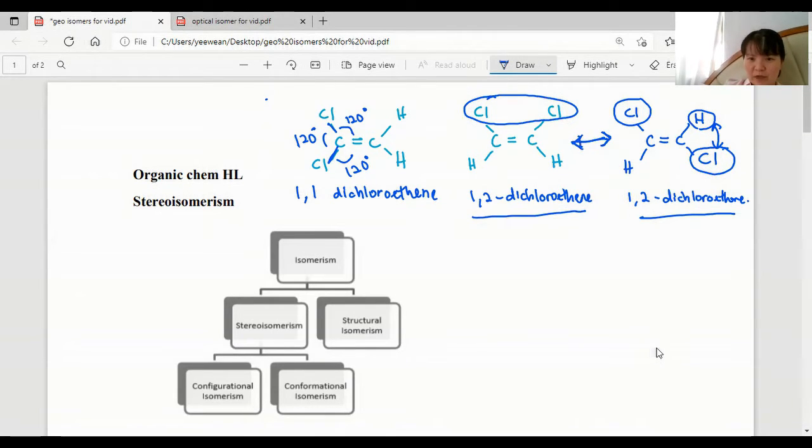So a little bit deeper, we have to name them a little bit more in detail. So we don't just name them 1,2-dichloroethene because then we cannot differentiate these two. So how do we name them? We look at whether they are on the same side or they're on the opposite side. That's how we name them now. That's how we differentiate the cis and the trans. So we'll go to cis trans first, then to E-Z.